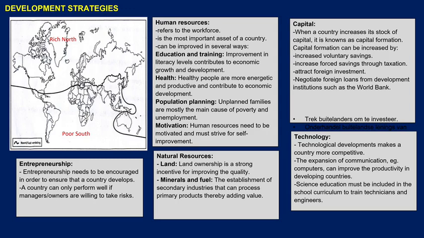A country can only perform well if managers or owners are willing to take risks. So if you look at your development strategies, what you're actually looking at are your factors of production, because human resources is your labor, you've got capital, you've got natural resources, which is your land, and you have entrepreneurship. And then the fifth one that we've added there is technology. So that's the way you can remember what the development strategies are.